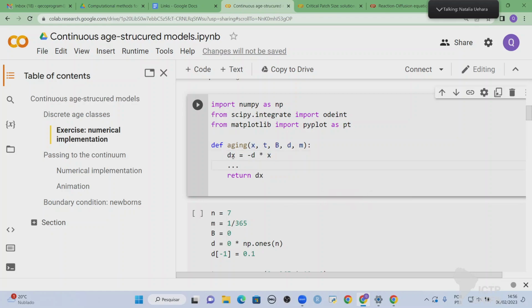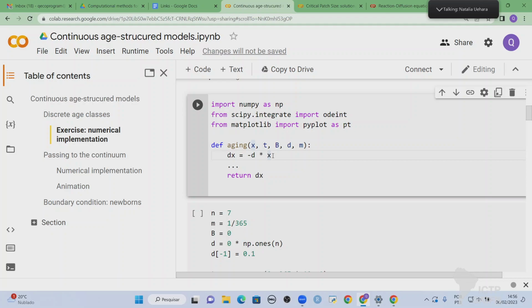This is not very difficult, right? So for each class, you have to sum. I already have here the first line where I just take the mortality, so this is minus g times x. Now I have to sum to each of them the previous age class times m, and I have to take out from each of them m times themselves. So this is how it is here in the board.